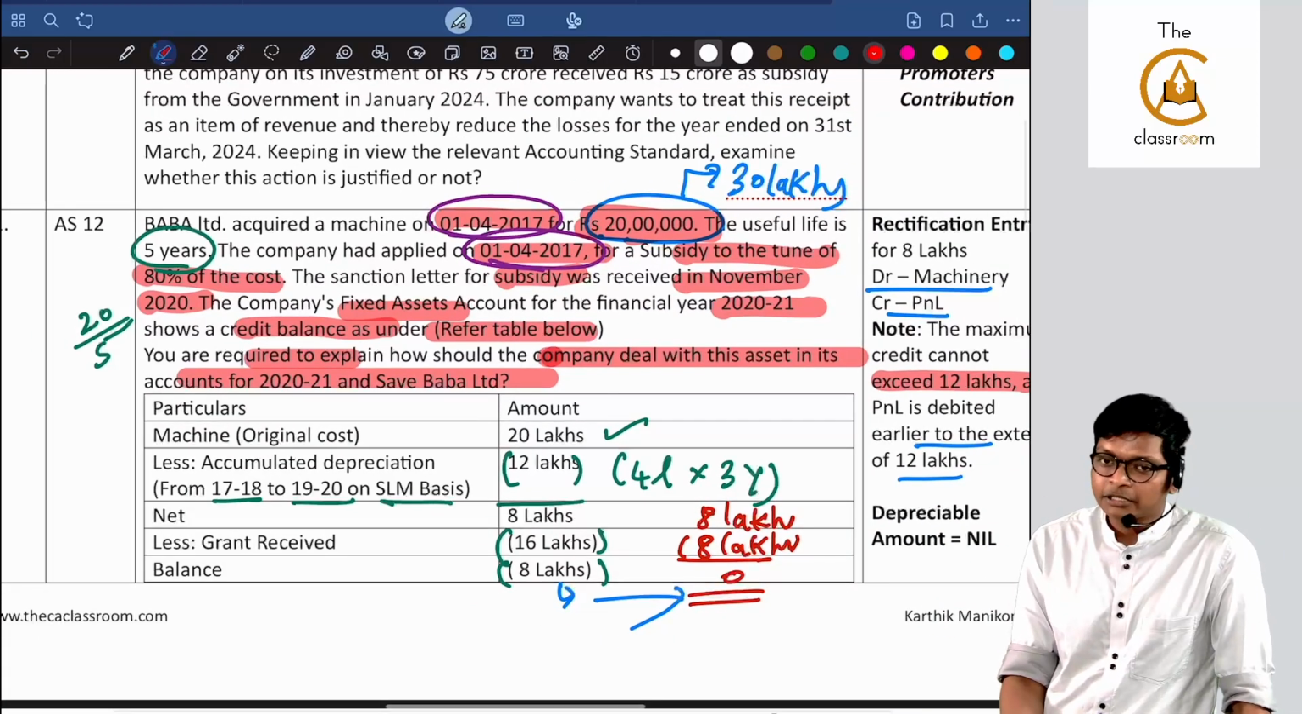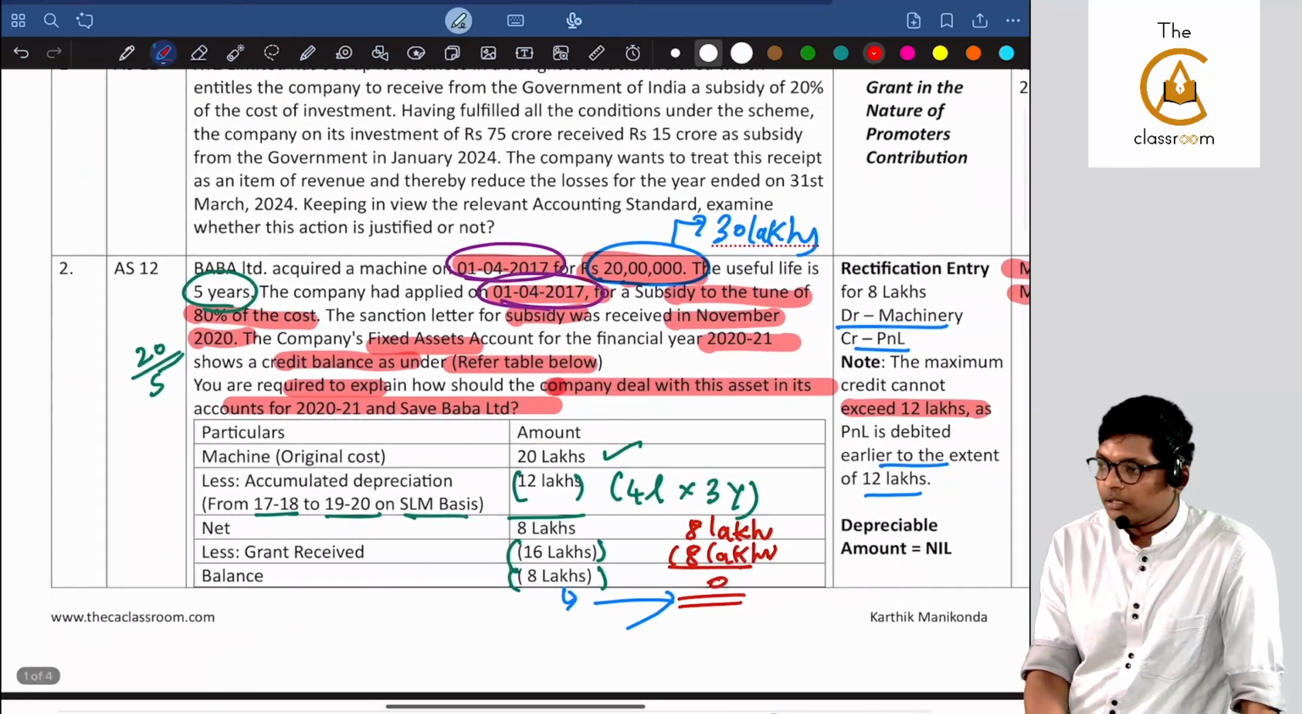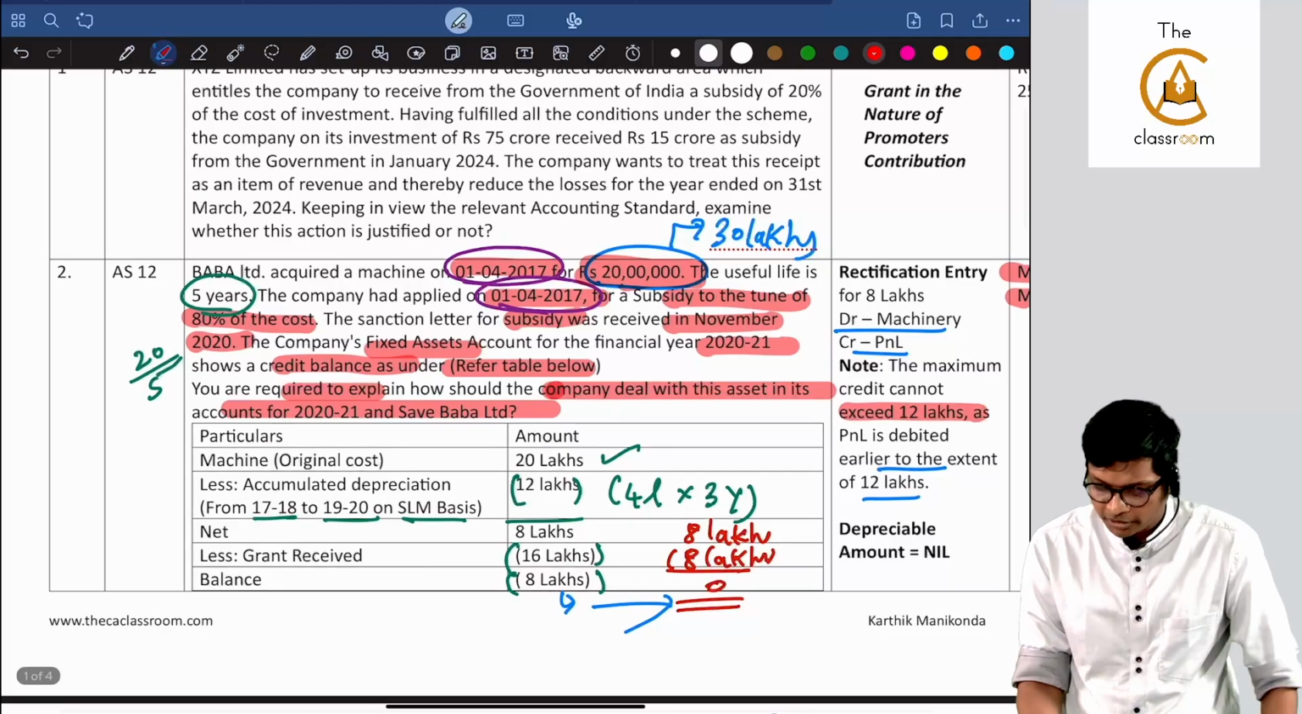Are you all understanding this question, guys? This is your MTP March 23. Are you all following? Hello? Clear? Okay.